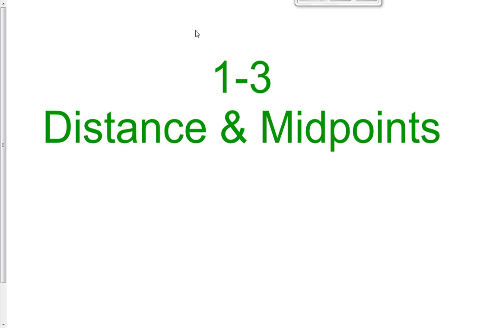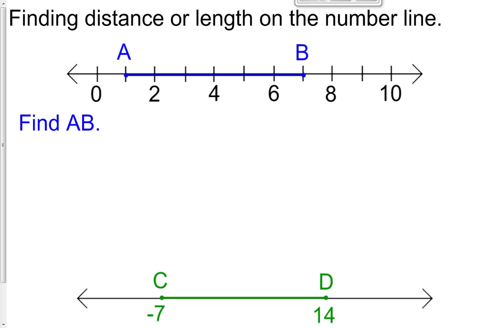Hi class, and welcome to our video lesson on 1-3 distance and midpoints, two very big terms in geometry. So distance is just the length from one endpoint to another endpoint. We could easily count the distance of segment AB just by counting with our index finger. We would say it is 1, 2, 3, 4, 5, 6. The length of segment AB is 6 units.